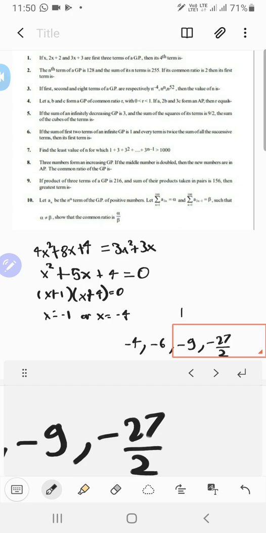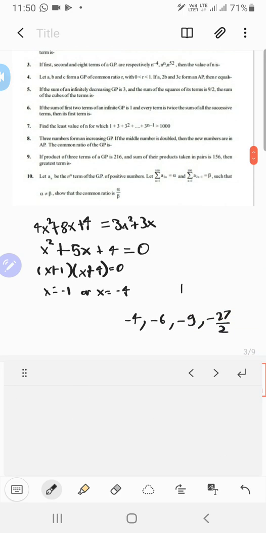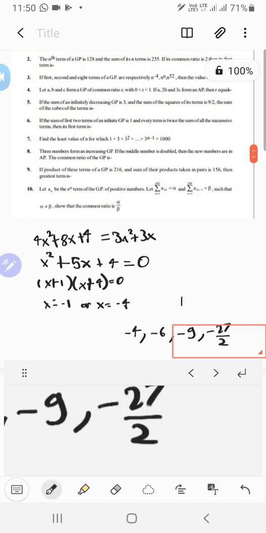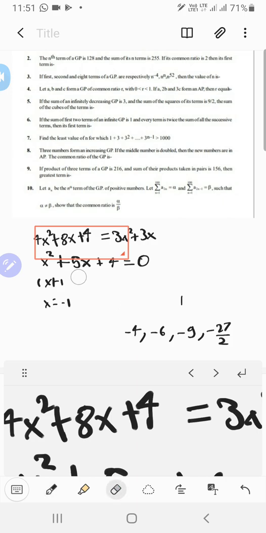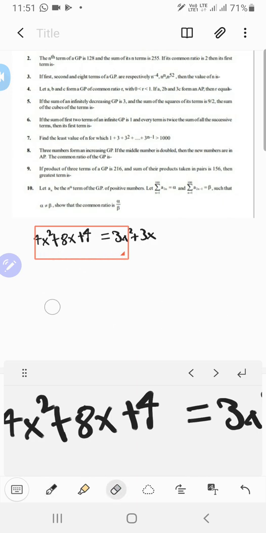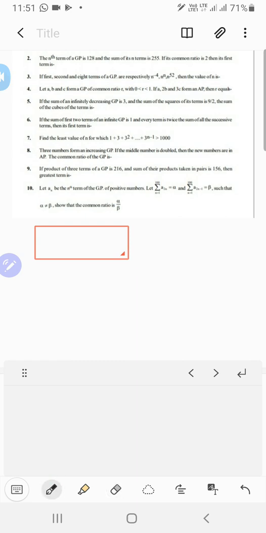The nth term of a GP is 128 and the sum of its n terms is 255. Its common ratio is 2, then its first term is... okay. The nth term of a GP is 128 and the sum of its n terms is 255. The common ratio is 2 and its first term is... this is easy. So we will just be using... wait, where is it? Okay, you know what, let's just erase this, just give ourselves some space.